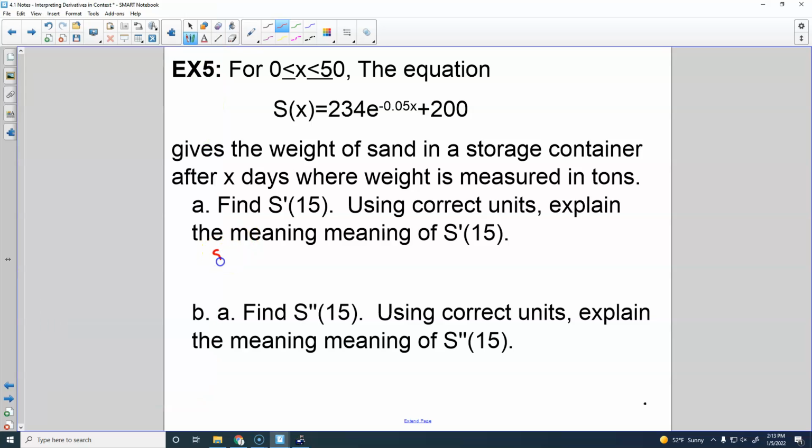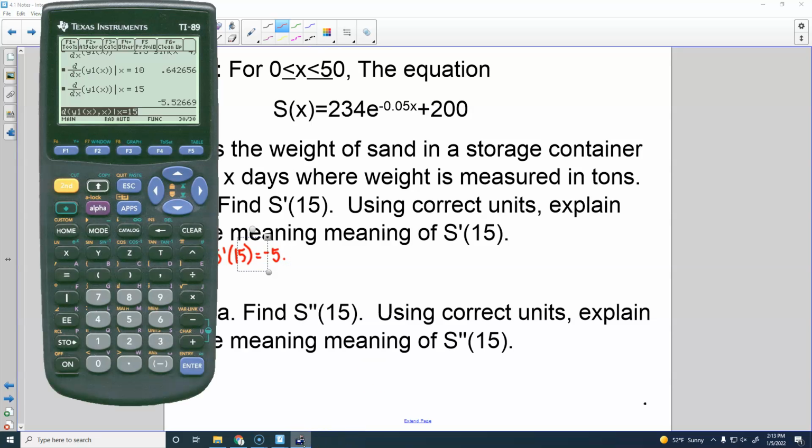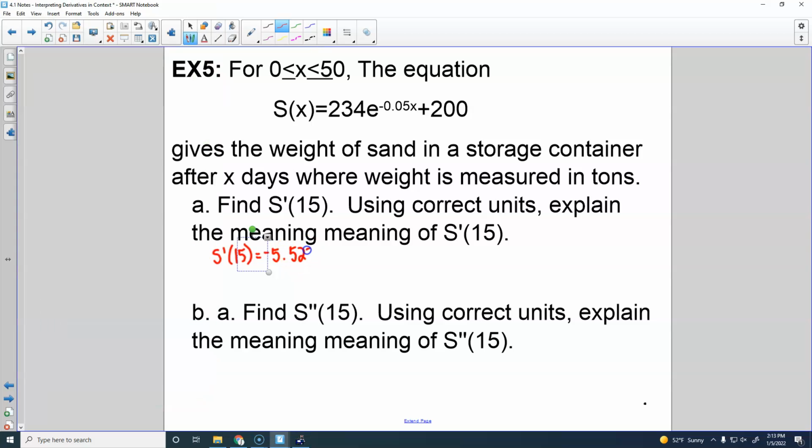So S prime of 15 is negative 5.527. Alright, so this is not S. If we had a graph of S, whatever it looks like, it should be exponential and decreasing there, but it doesn't matter. So what is your x value? What does it stand for? It is days. And then what is on the y-axis?